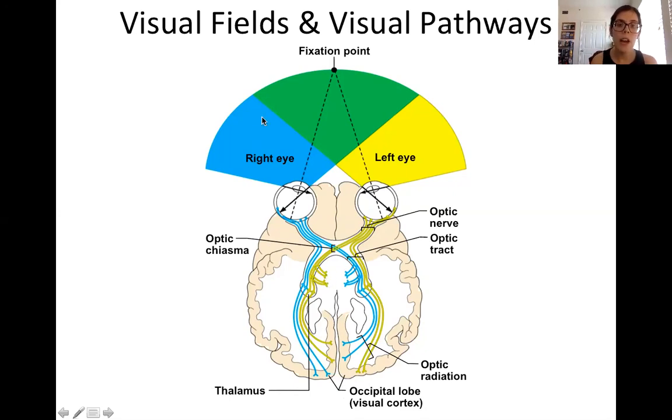And again, we have information from the right side of the world processed on the left side of the brain, and the left side of the world processed on the right side of the brain. There are some exceptions to this, but this is generally how that works. So if you have damage to the right side of your brain here in the primary visual cortex, you're going to have issues with the left side of the world. Just how it works. Same with other sensory information. There is that crossing that occurs. The crossing here gets a special name called the optic chiasm.